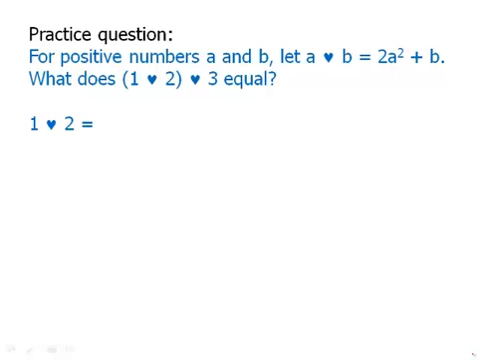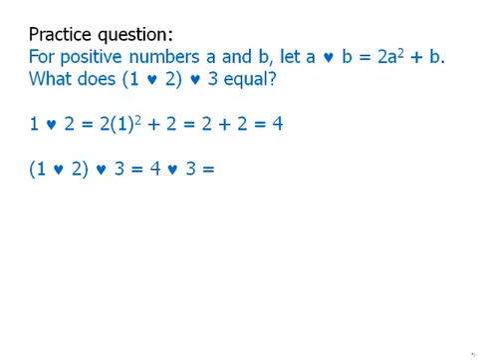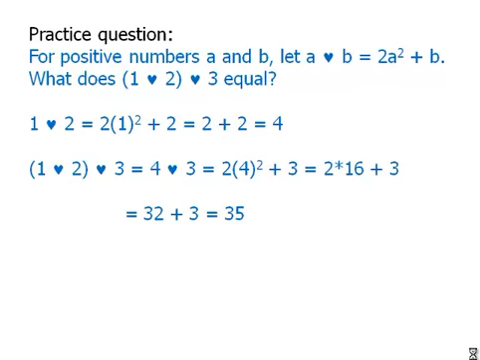Well, first thing we're going to do is set the parentheses. We're just going to treat that separately. 1 heart 2, what is that? Well, that's going to be 2 times 1 squared plus 2. 2 plus 2 is 4. So that whole parentheses just equals 4. So we can replace the parentheses with 4, and then it's 4 heart 3. Well, this would be 2 times 4 squared plus 3. 2 times 16 plus 3, or 32 plus 3, which is 35. So that whole expression has a value of 35.